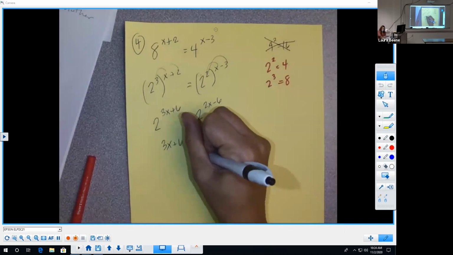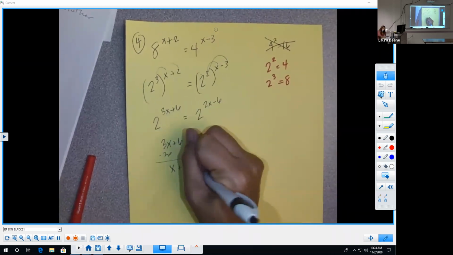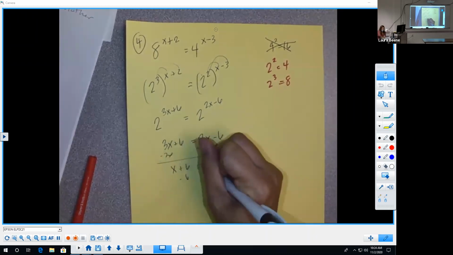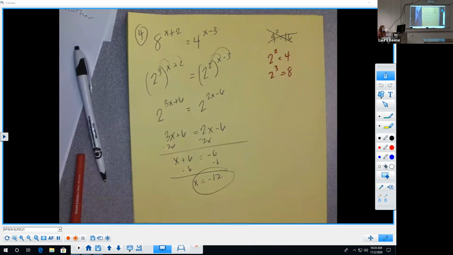I'm going to subtract 2x from both sides. And I get x plus 6 equals negative 6. Subtract 6. And I get negative 12 as my answer. Questions about that?